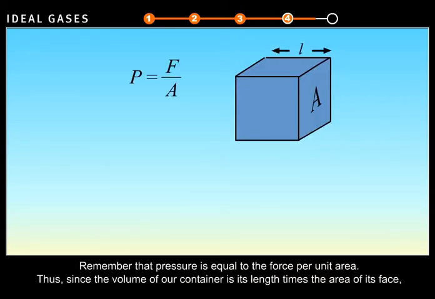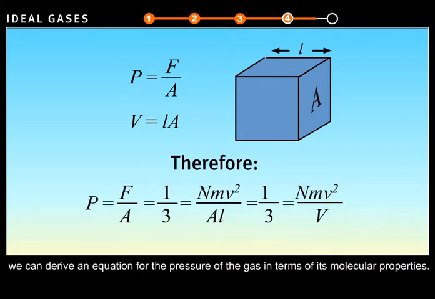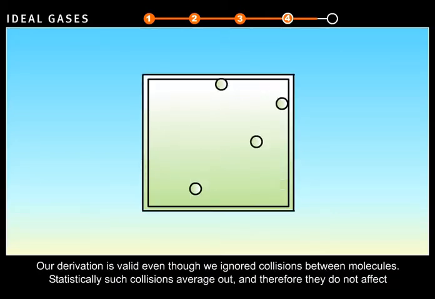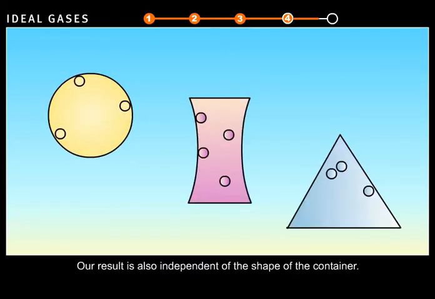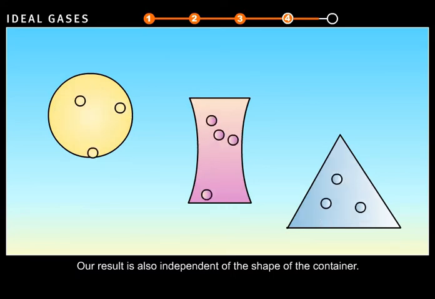Remember that pressure is equal to the force per unit area. Thus, since the volume of our container is its length times the area of its face, we can derive an equation for the pressure of the gas in terms of its molecular properties. Our derivation is valid even though we ignored collisions between molecules. Statistically, such collisions average out, and therefore they do not affect the number of collisions with the container walls. Our result is also independent of the shape of the container.